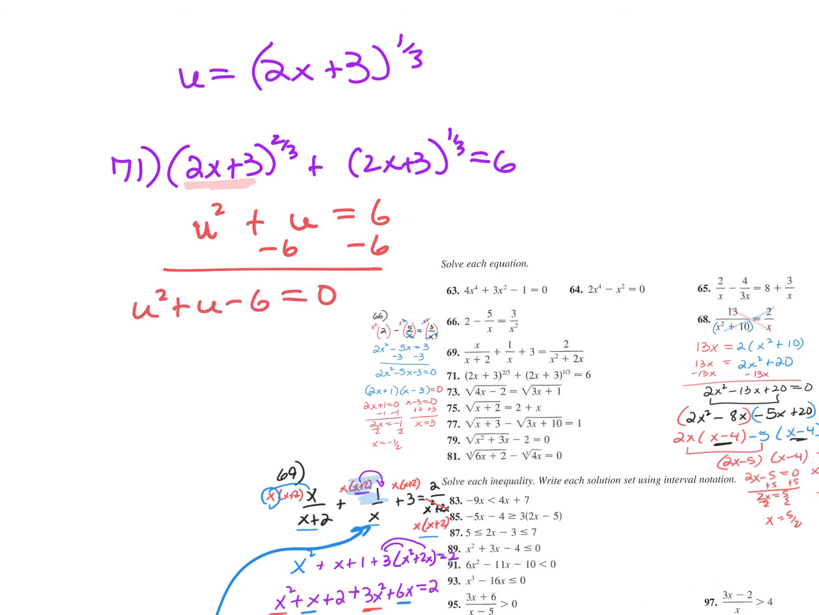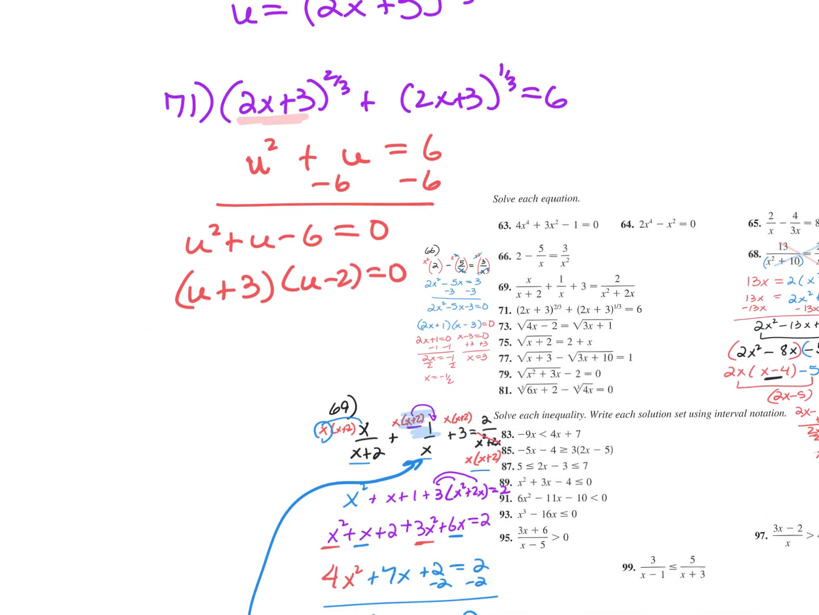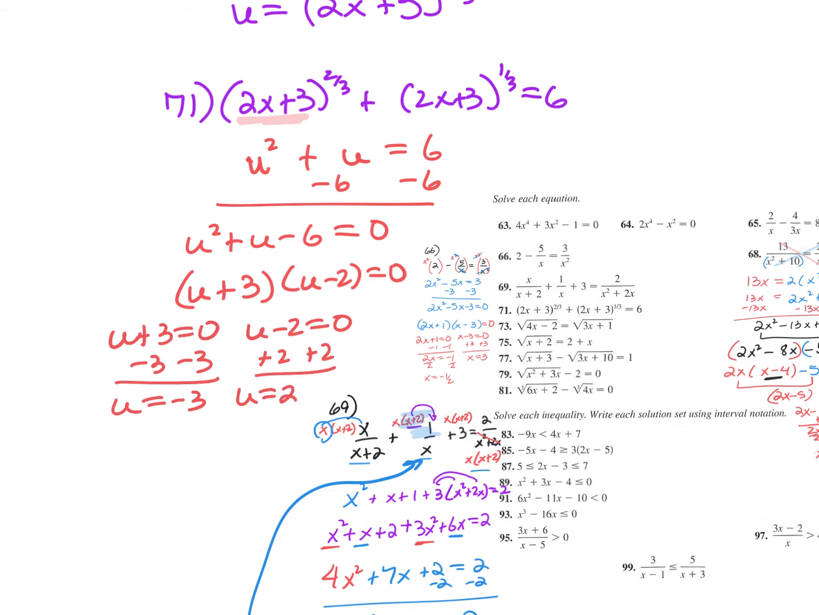And now I'm going to see if I can factor this. And I can. It'll factor into u plus 3 and u minus 2. Then I set each of the factors equal to 0. Now, when I do this, this is giving me the value of u, not of x. So I'll add 2, and u equals 2.